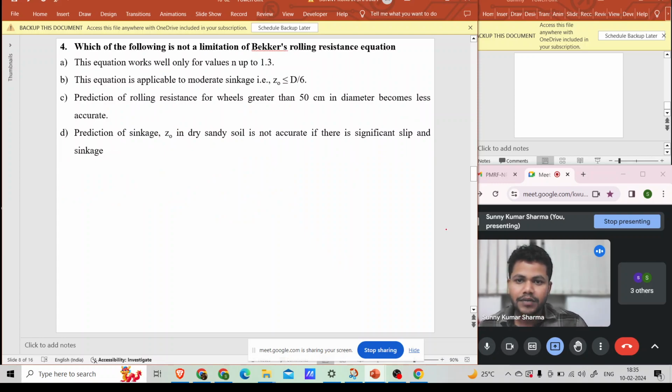Which of the following is not a limitation of Baker's rolling resistance equation? This equation works well only for values of n up to 1.3. This equation is applicable to moderate sinkage, Z0 less than T by 6. Prediction of rolling resistance for a wheel greater than 50 centimeter in diameter becomes less accurate. Prediction of sinkage Z0 is not accurate if there is significant slip. This is a theoretical question. If you have seen the video once, then you will answer this question. So you can guess also. You can write in the chat box.